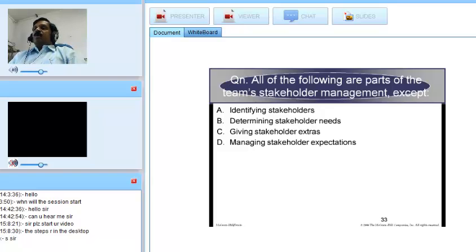And a question is, what are all the tasks, what are all the parts of stakeholder management, except, for example, the team should be able to identify the stakeholders. They should be able to determine the stakeholder needs. They should be able to manage stakeholder expectations. We talk about it, but we don't need to give them extra. So all of them except giving stakeholders extras, because stakeholders do not expect anything extra. You're supposed to do the project as per what is mentioned in the scope document, according to what has been specified.